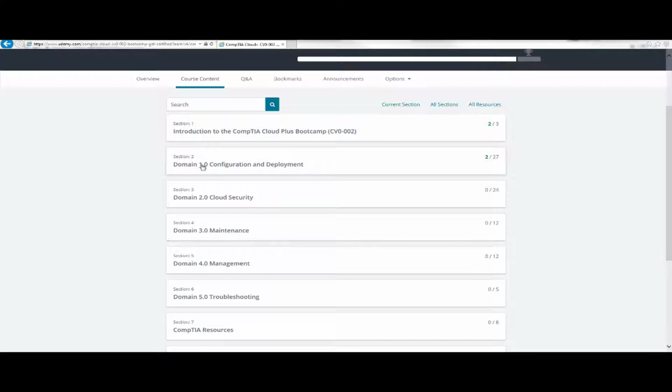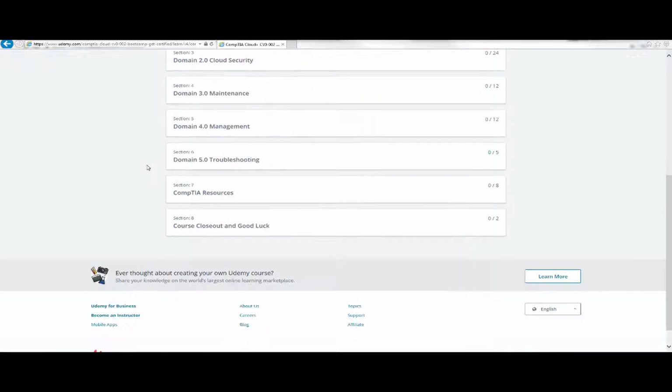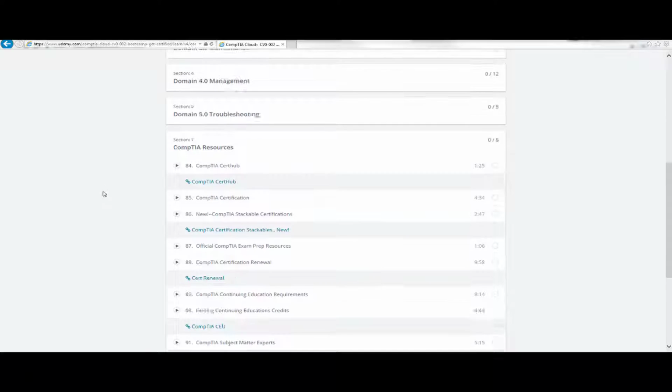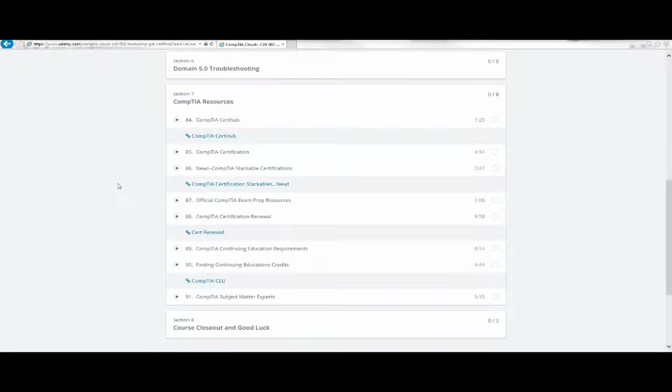There's five domains. Domain one, which is configuration and deployment. Domain two, which is cloud security. Domain three is maintenance. Domain four is management. And domain five is troubleshooting. Then I also go through additional resources that I think are useful.